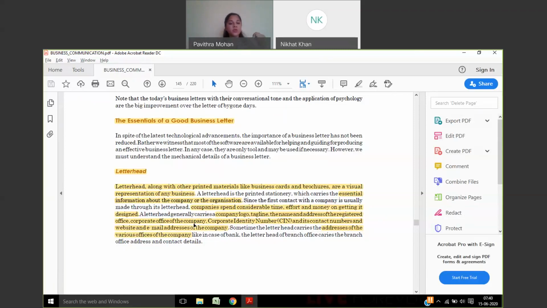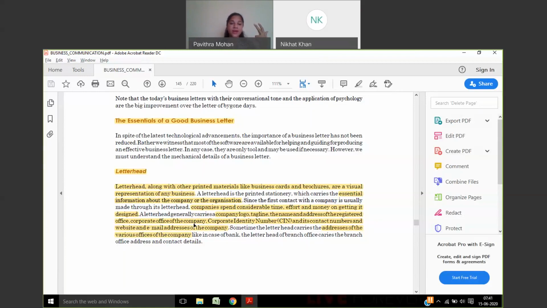Okay, then after this we have to give, first one was name, followed by registered address and corporate address, and after that we have to give the CIN number. So what is a CIN number? Each company, when it is being registered, will be provided with a corporate identification number.